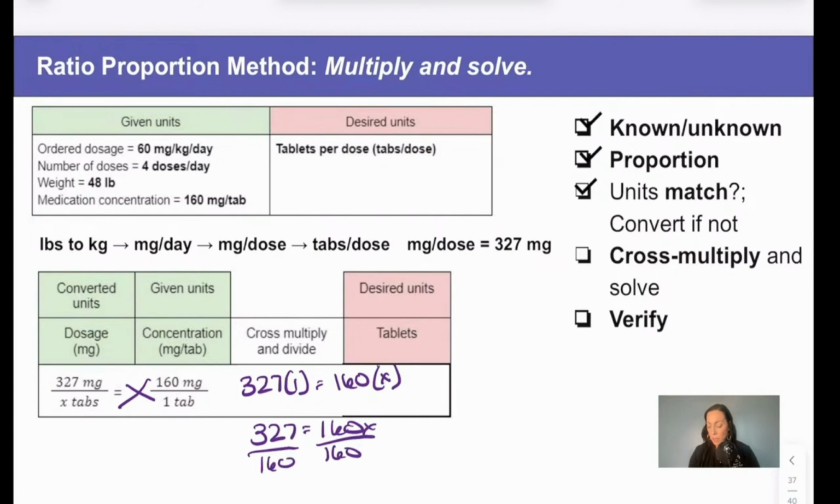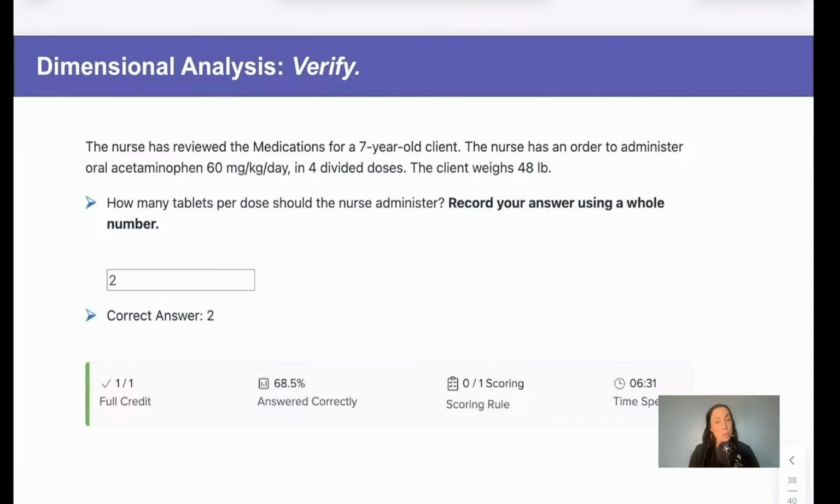So what do you get here? We're going to divide to get x alone. So x equals, and you're probably getting that same 2.04, I think it was. And remember that we have to round down, because you're not going to give 0.04 of a tablet. That'd be crazy to try to figure out. So we wanted this whole number. We look to the right of that decimal place, as you remember, and if it's less than 5, we're going to round down. So we have 2 tabs. And of course, we see that we're correct.